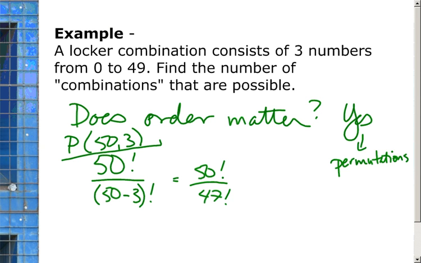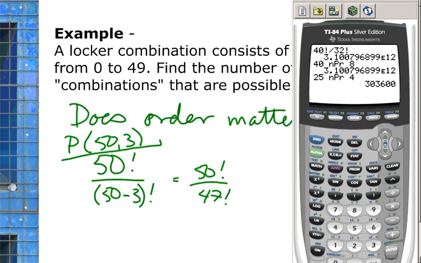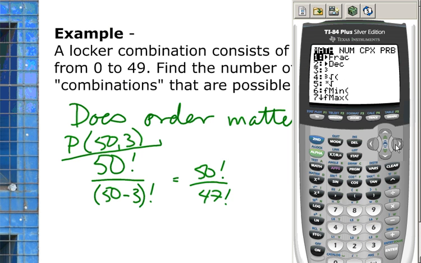Now, could you type in 50 times 49 times 48 in your calculator? Yes. The reason we're not doing that right now is that I want you to either use the factorial buttons if you have a scientific calculator, or use the permutation option on a graphing calculator, so you can get in the habit of doing this. So we go 50, math, you can go backwards to the left, that works too, then choose three items. So there are 117,600 different locker combinations for somebody to try to break into your locker.